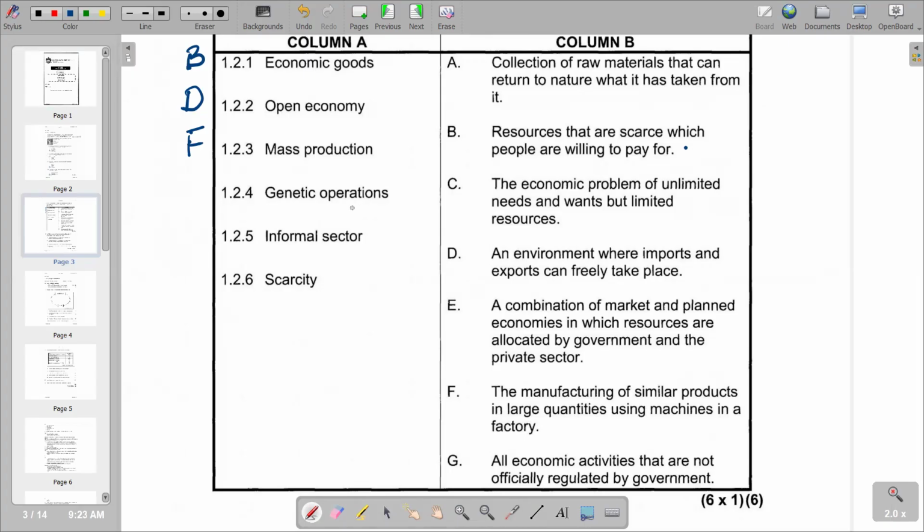So exploitative operations is basically a collection of raw materials that cannot return to nature what it has taken from it. So we have A, having that explanation. So A is the correct response.